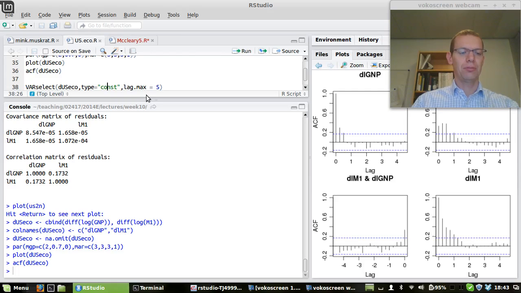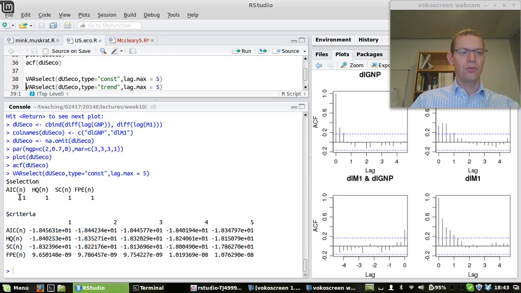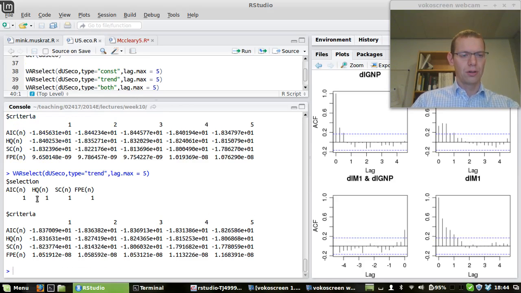So let's do the same variable selection, type constant. Since we did one level of differencing for the money, we got a second order model before, and now we go for a first order model because of the unit root that we took out. So it's not surprising that we get 1. Minus 1.832, let's go for the trend, minus 1.823, so constant is better than trend. Let's try both.